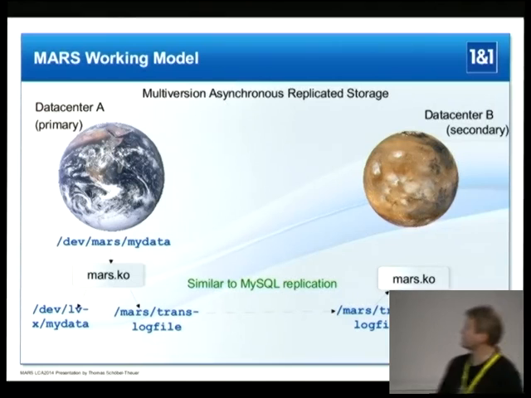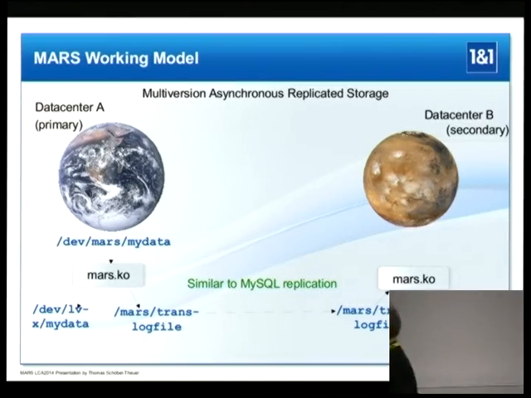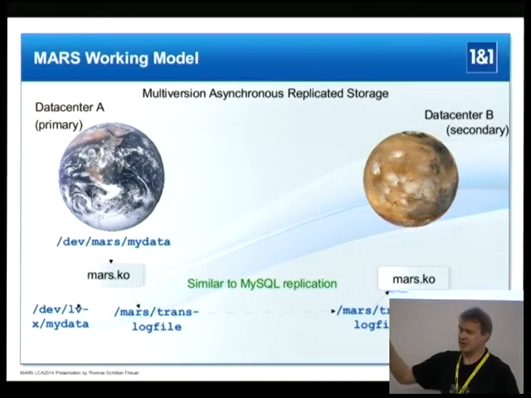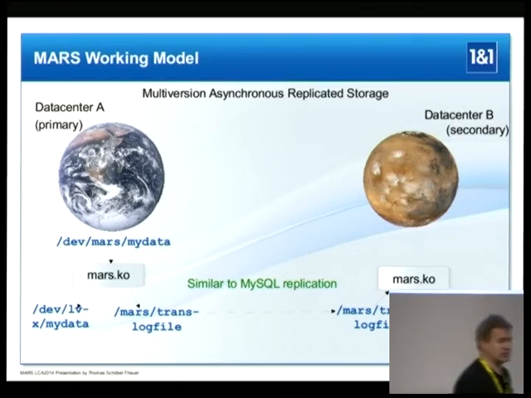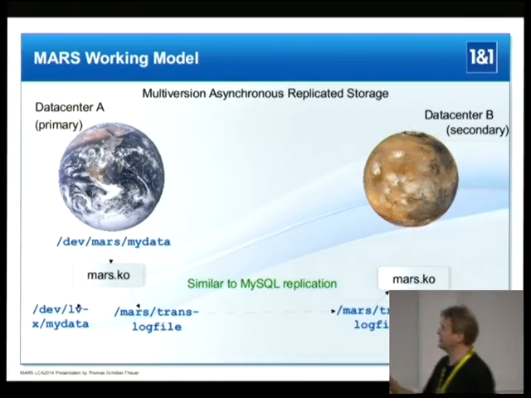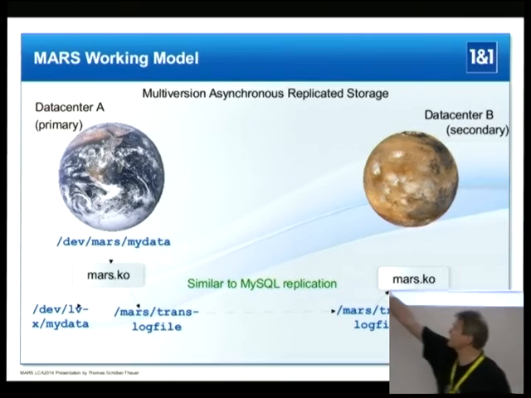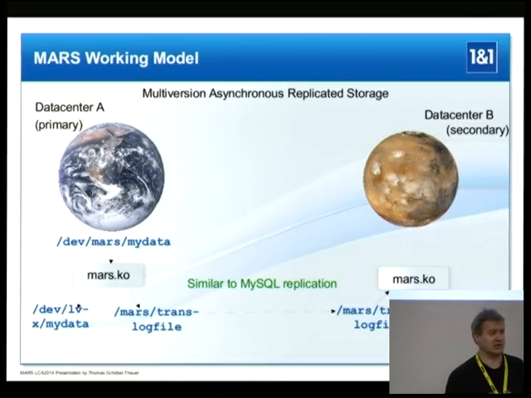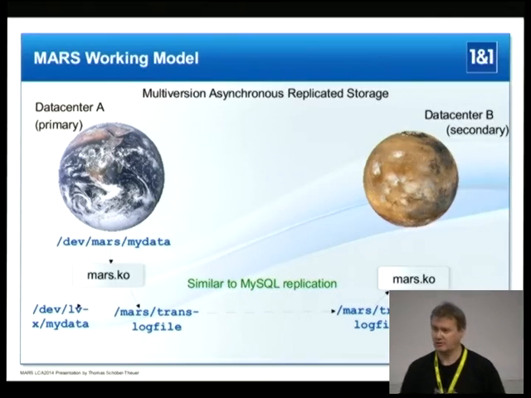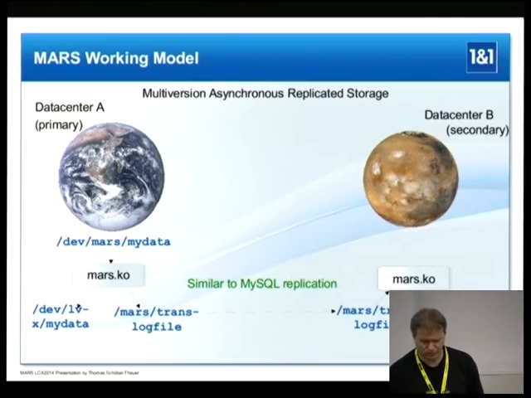Just the working model of Mars. It's more similar to databases. You can start with a pre-existing block device which already contains data, and then you load a kernel module called Mars, and then you get a virtual device, /dev/mars/mydata. You can write data to it or modify the data, and all your modifications, only the write operations, are written to a transaction log file in the /mars file system, which must have the right size for doing that.